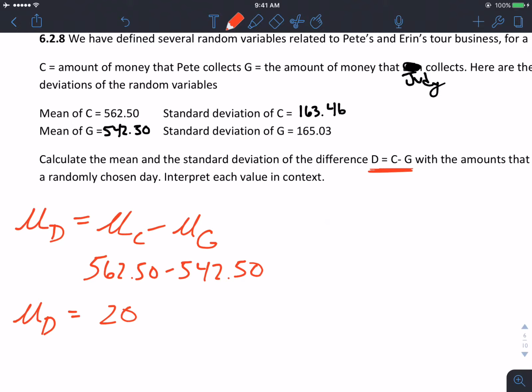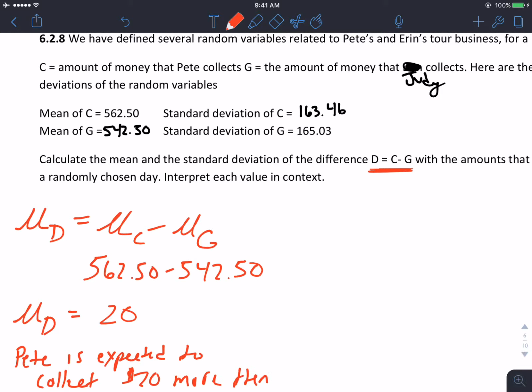But remember, this is the mean. So on some days it could be Judy collects more. On some days Judy collects less than this. It just depends. But the expected value is Pete is expected to collect $20 more than Judy.